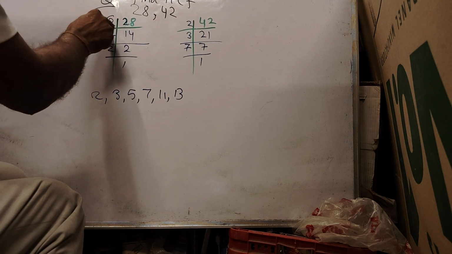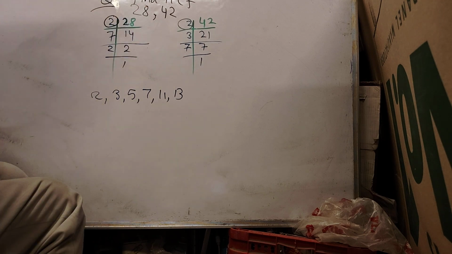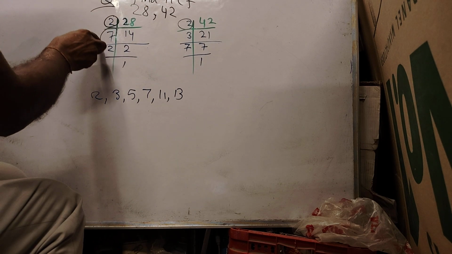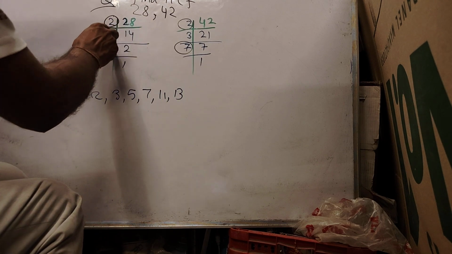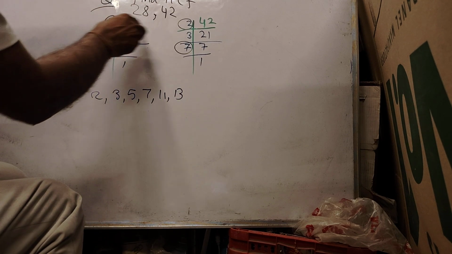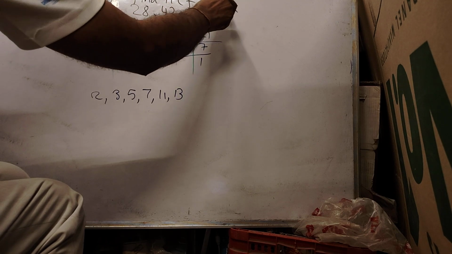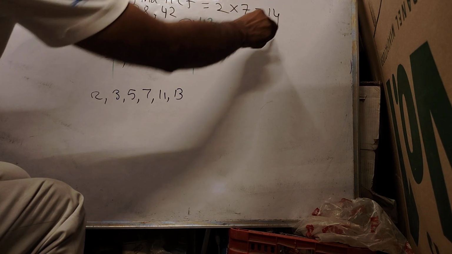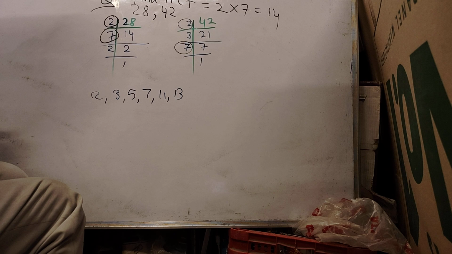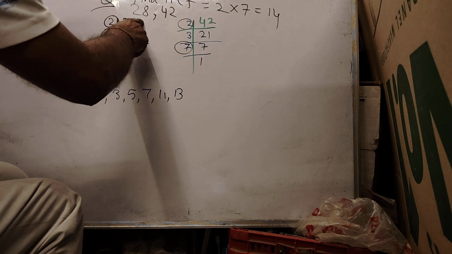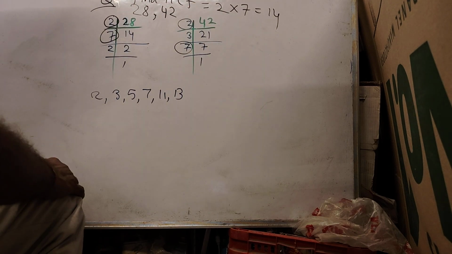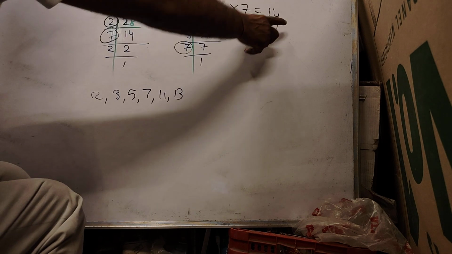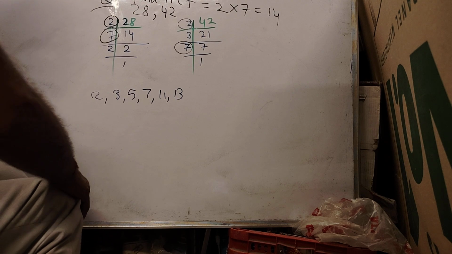Now we compare. 2 is common in both factors, and 7 is also common. So HCF means 2 multiplied by 7. The highest common factor is 2 times 7, that means 14. So 14 is the largest number that divides 28 as well as 42. 14 divides 28 two times, and 42 three times. So 14 is the highest common factor, HCF.